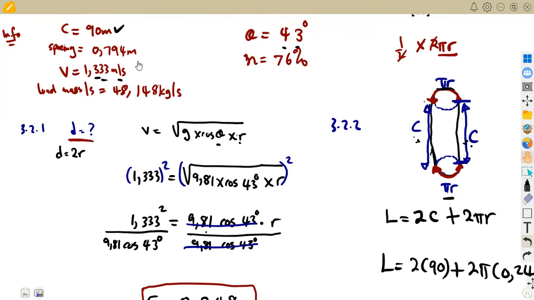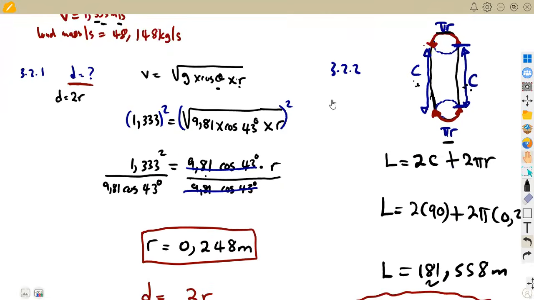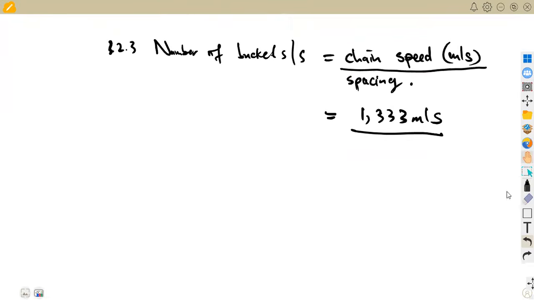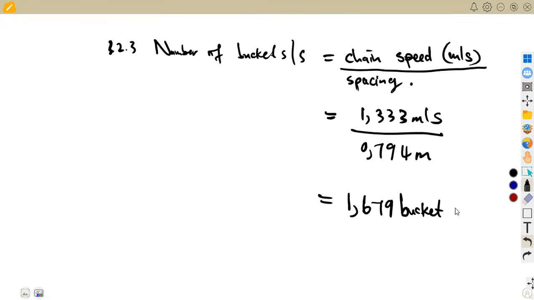0.794 in this case, 0.794 from our conversion that we had before. So this is going to be 0.794 in meters. So we're going to have the number of buckets per second, which is 1.679 buckets per second. All right, so that was our question 3.23.